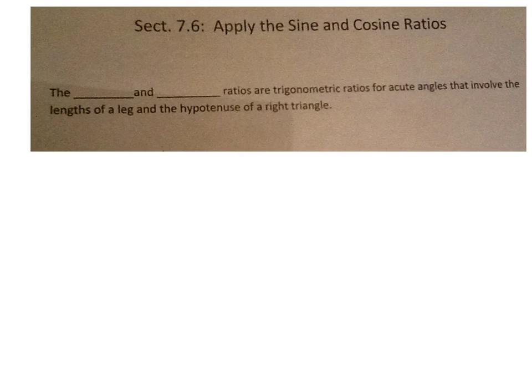Alright, so we're going to start section 7.6. We just got done talking about the tangent, and as I talked about, I believe in the 7.5 video, the next thing we're going to talk about is the other two trigonometric functions, trigonometric ratios for acute triangles, and that is the sine and cosine. Okay, so the sine and cosine. Alright, so that's what we're going to talk about now.